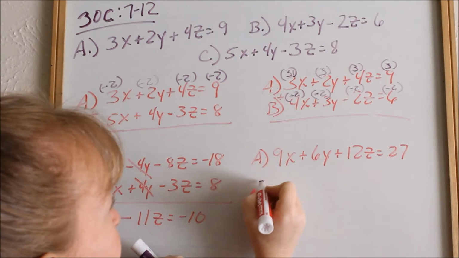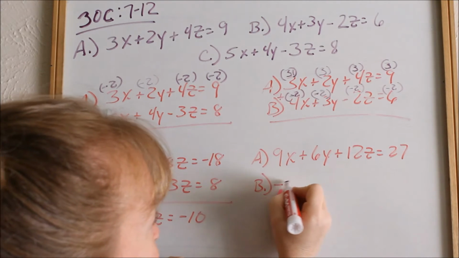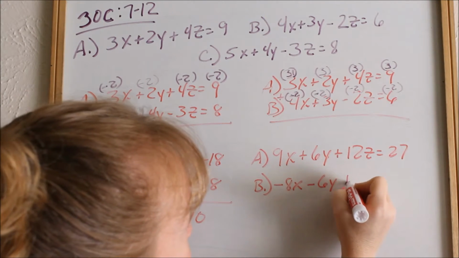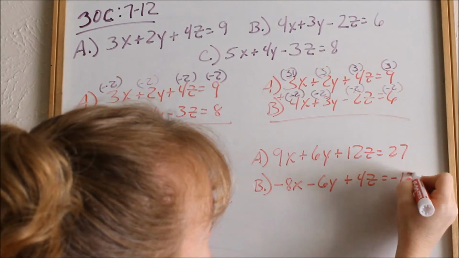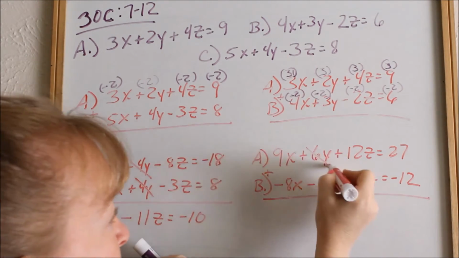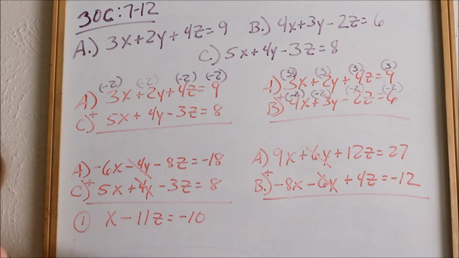Okay, equation B. I'm multiplying everything by negative 2. So it would be a negative 8x minus 6y plus 4z, keep up with your signs, equals a negative 12. Now I'm adding those together and my y's eliminate. I should be eliminating the same variable that I did over here.